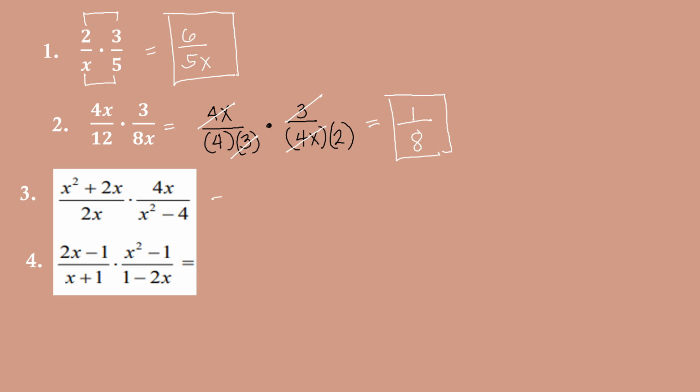Okay, let's proceed to number 3. The x squared plus 2x, remember that there is a common factor in the first and second term, which is x. So therefore, x squared divided by our greatest common monomial factor gives us x, and there is a plus in here, so plus 2x divided by x will be 2. Okay, and this is over 2x, that's 1. And then times the 4x, which could be factored out as 2x times 2.